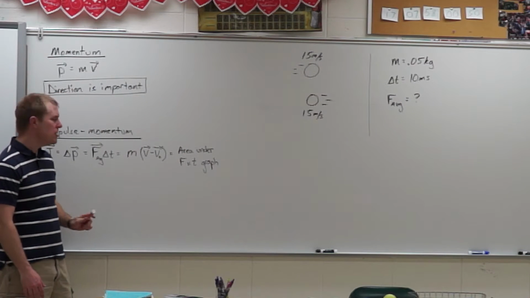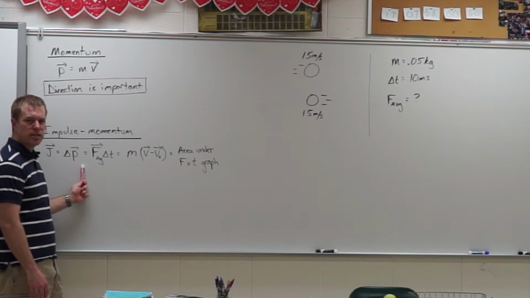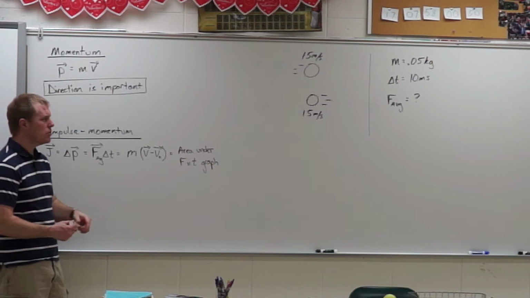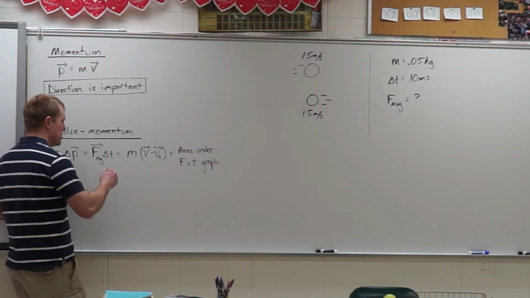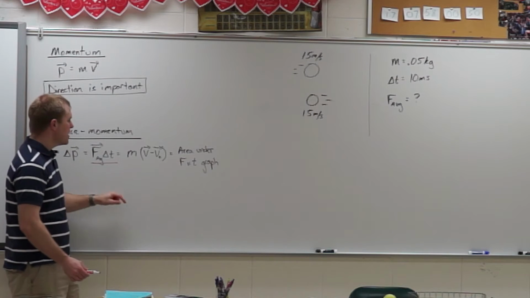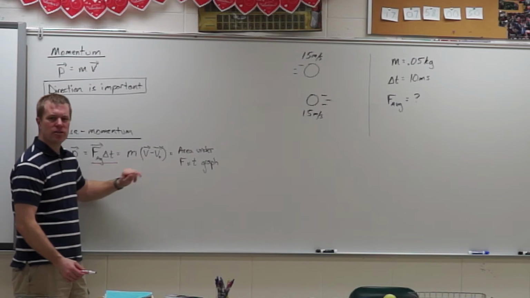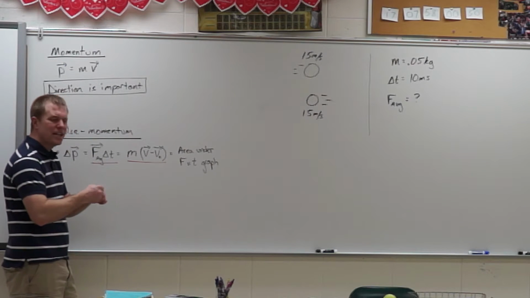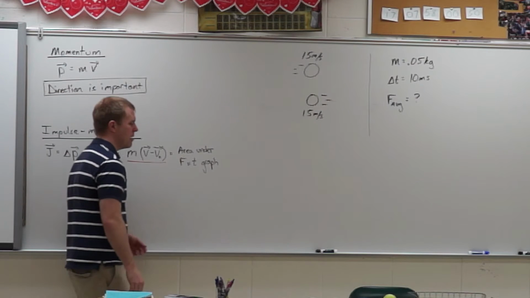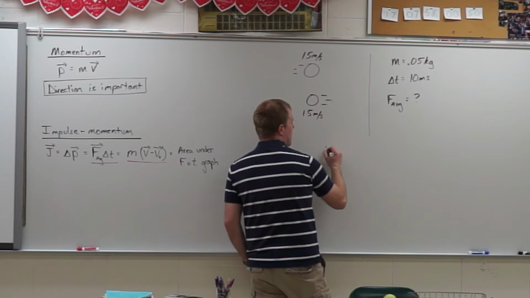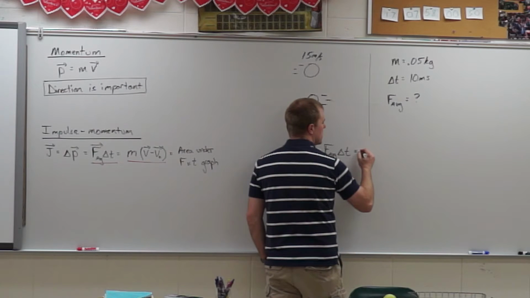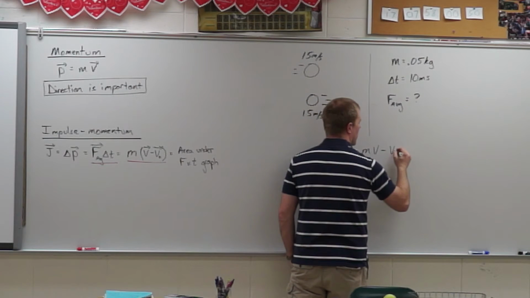Because my ball is changing momentum, I'm going to use this equation. And I look and I say, well, what two parts am I going to want to use? Because I want to find F average, I'm going to use this part. And because I'm given a mass and initial and final velocities, I'm going to want to use this part. So I'm going to put those two parts together and solve my problem. So I have F average times delta t is equal to m times v minus v naught.